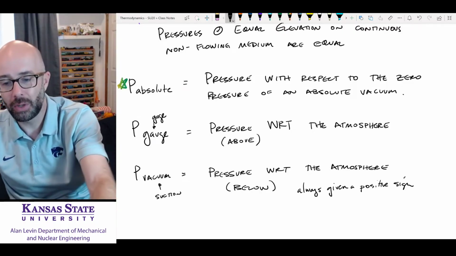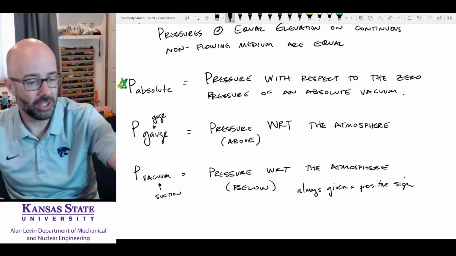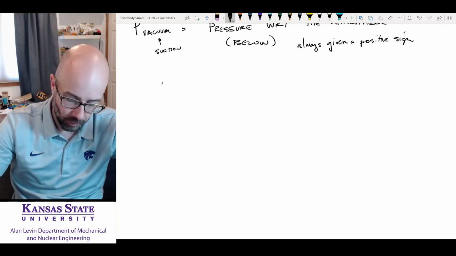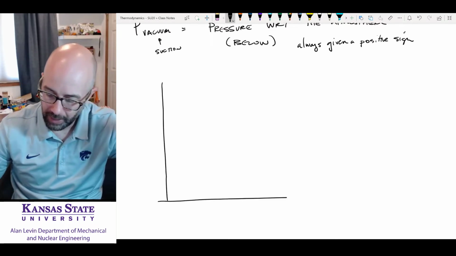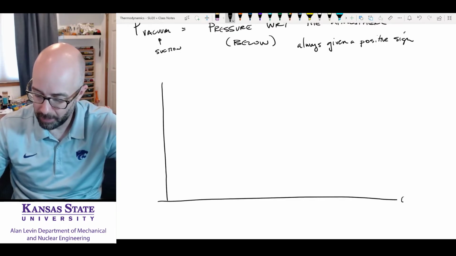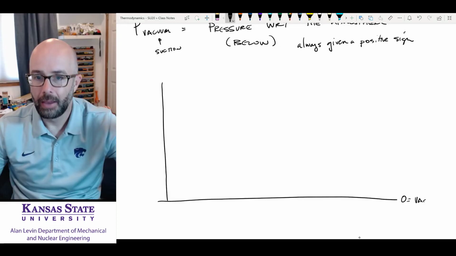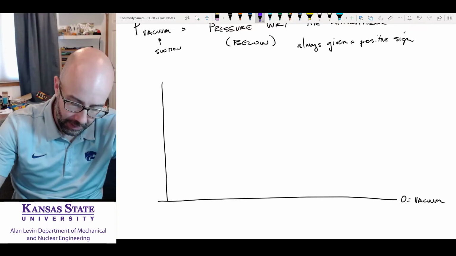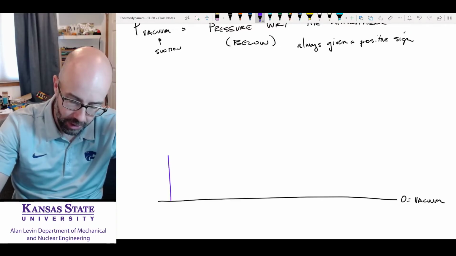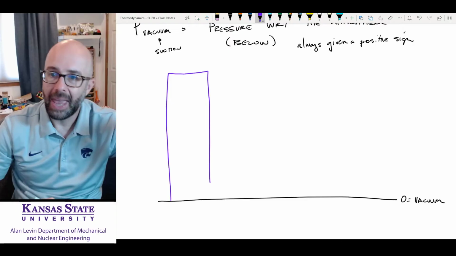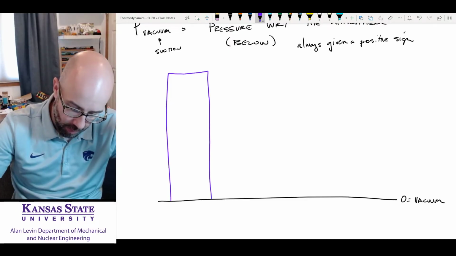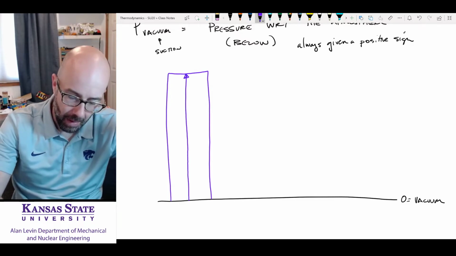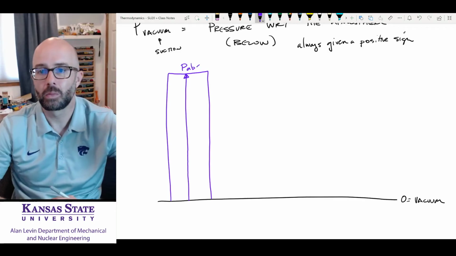So here's what we're going to do. I need to draw a little diagram for you. I think this is a good way to look at this. Here is my 0 of a complete vacuum. If I go up here and say this is my pressure, and I measure from this low point all the way up here, this is going to give me P absolute, or P ABS.